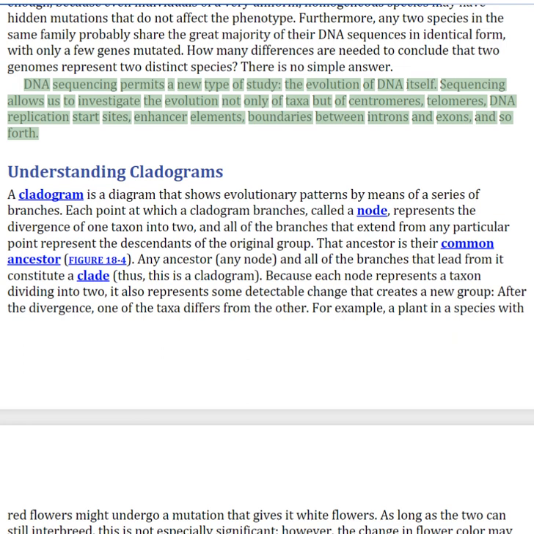DNA sequencing permits a new type of study, the evolution of DNA itself. Sequencing allows us to investigate the evolution not only of taxa but of centromeres, telomeres, DNA replication start sites, enhancer elements, boundaries between introns and exons, and so forth.